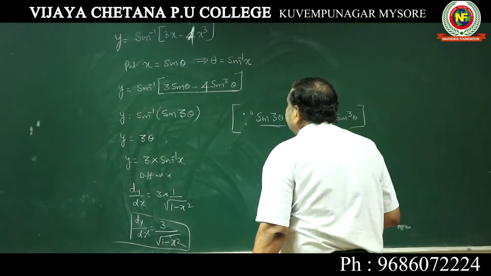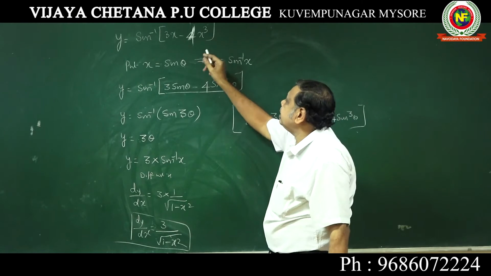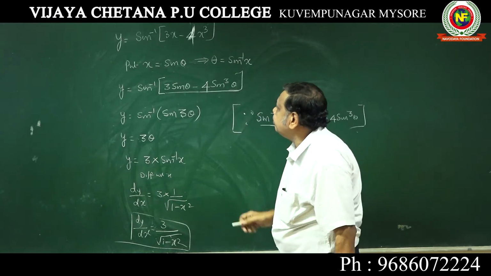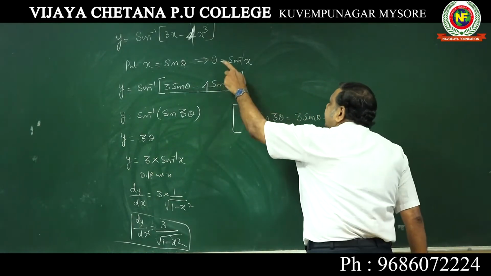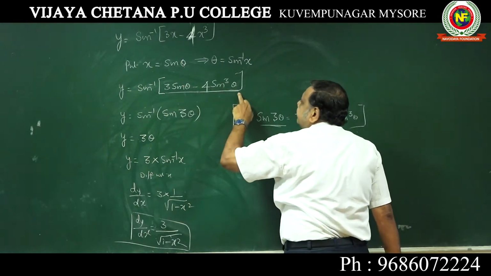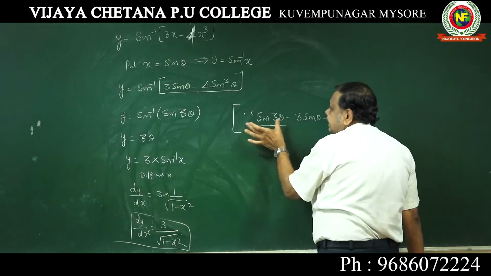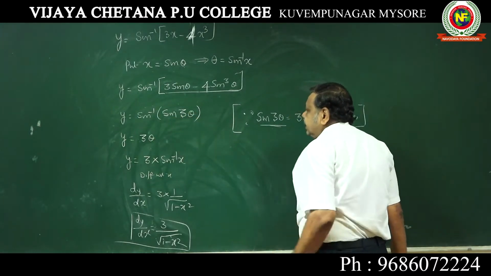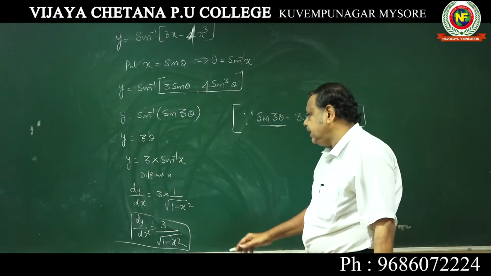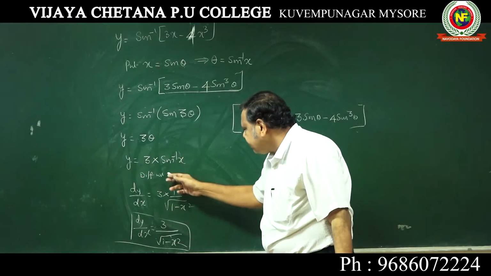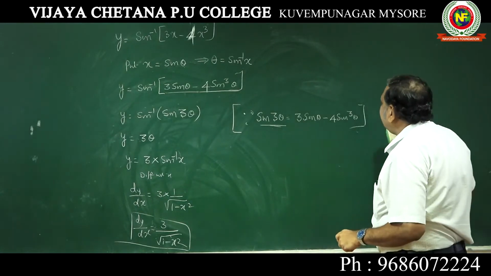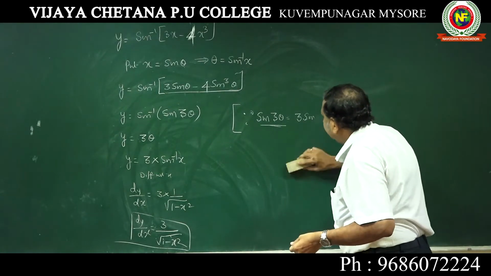I will explain again. Sin inverse of 3x minus 4x cube. Here you have to put x equal to sin theta, don't put x equal to tan theta, and theta is equal to sin inverse x. So sin inverse of 3 sin theta minus 4 sin cube theta is nothing but sin inverse of sin 3 theta, which is 3 theta, that is 3 sin inverse x. Now you are differentiating: sin inverse x gives 1 over root of 1 minus x square, so the answer is 3 over root of 1 minus x square. Hope all of you have understood. Let us go to the next problem.